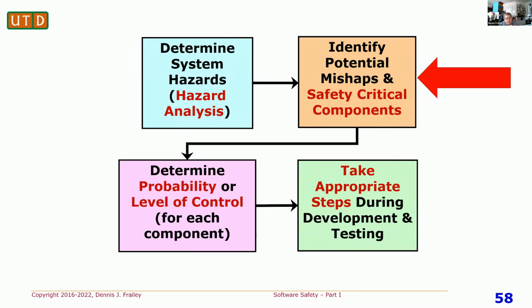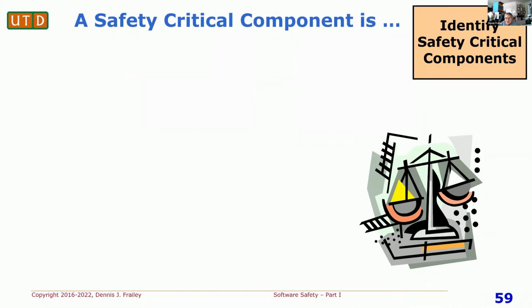Now, you've determined the hazards, done the analysis, understand how severe the potential consequences are and so forth, and figured out maybe what might contribute. Well, the next step is to go into more detail in identifying what the critical components are and what the potential mishaps are. Now, let's look at identifying the components.